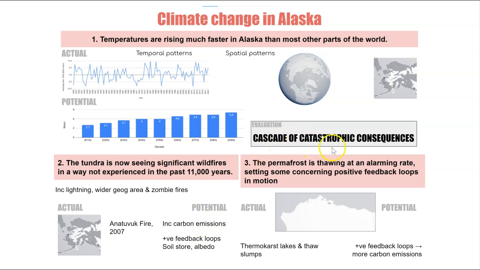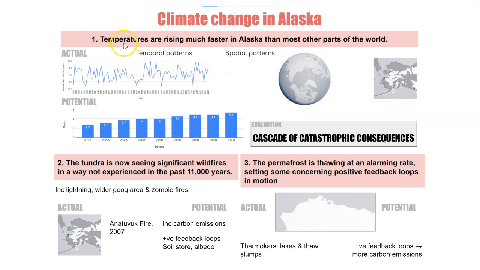And the second in the cascade of catastrophic consequences is the permafrost thawing at an alarming rate. Can you see the value judgment words coming in there? Setting up some positive feedback loops. We're going to look at two things. One is called a thermokarst lake, which is basically a melt lake, and thaw slumps, which is whenever the soil slumps down, falls down because of the thawing of the permafrost inside it. And then the potential impacts, we're going to see some more of these positive feedback loops. I'll explain those on the way through.